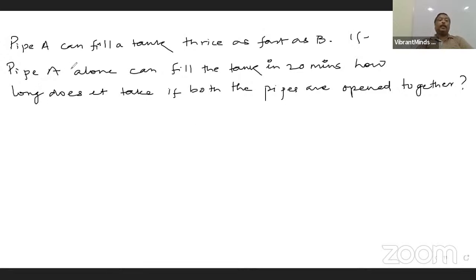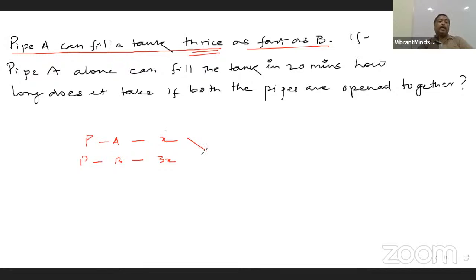Now see, the question says pipe A can fill the tank thrice as fast as B. Suppose I am writing pipe A can fill and pipe B can fill. So if pipe B can fill it in 3x minutes, A can fill it in how many minutes? X minutes. And this X minutes is how much? This X minutes is 20.